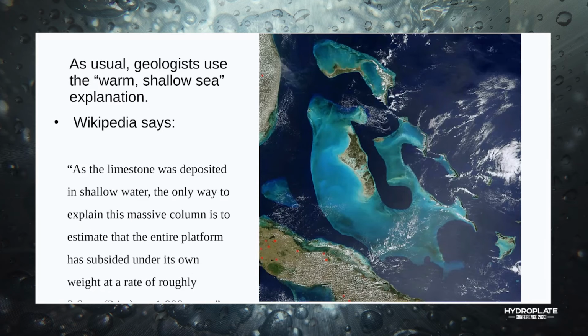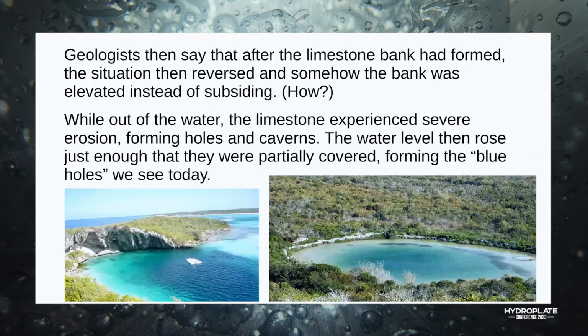And as usual, geologists use the warm, shallow sea explanation because they don't really have anything else. Wikipedia says that the limestone was deposited in shallow water. The only way to explain this massive column is to estimate that the entire platform has subsided under its own weight at the rate of roughly 2 inches per 1,000 years. So if you doubted that I was telling the truth previously, there you got it, straight from Wikipedia. They have to have that just so subsidence to explain limestone.